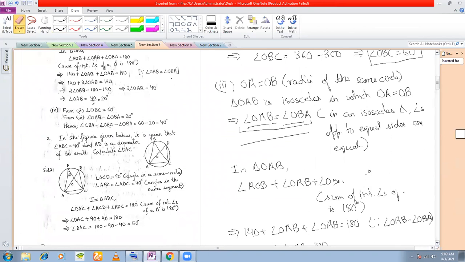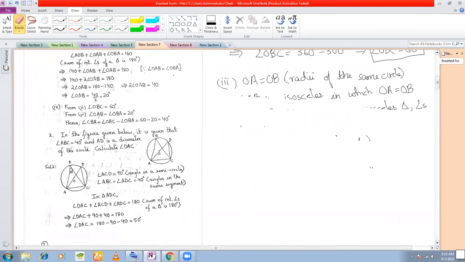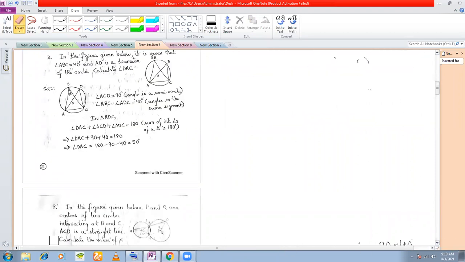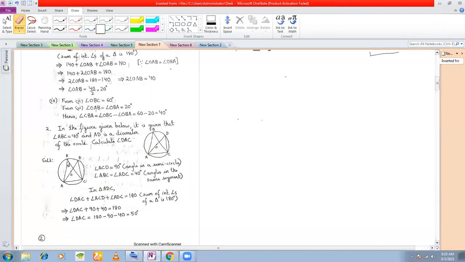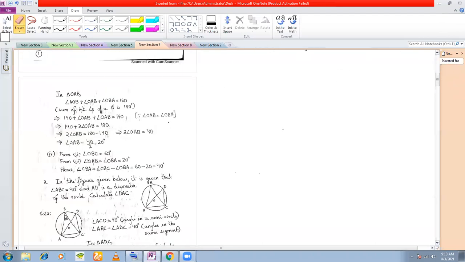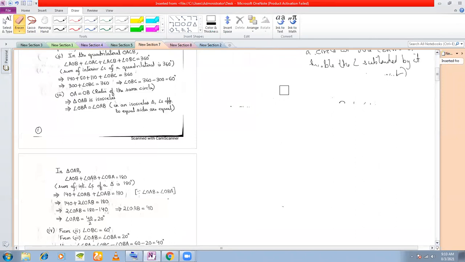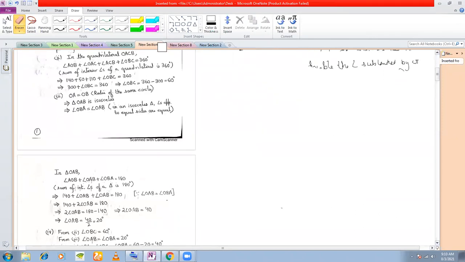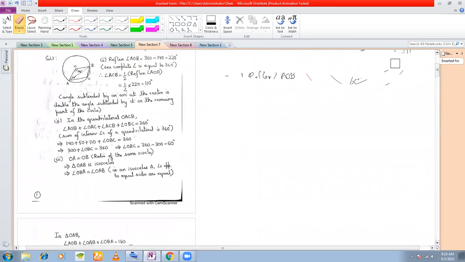Then we'll move on to the next problem. If you cannot understand any part, please ask. Circles, you might have problems. You will find circles difficult initially. Once you get used to it, then you will find it a little easier. But to start with, you will find it a little tough.